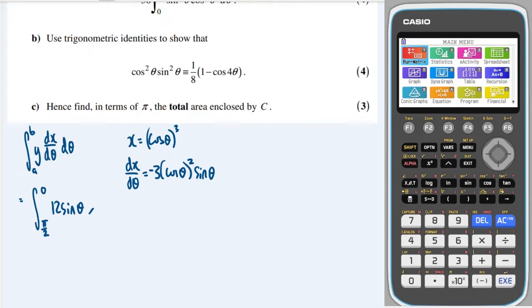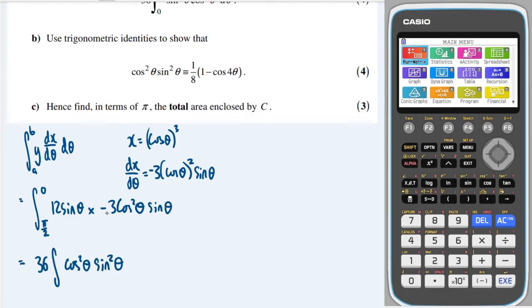Okay, so that needs to go in here, which gives me minus 3 cos squared theta sine theta. And we've got a 3 and a 12, so that makes 36. That can go outside. We've got a cos squared, and we've got a sine times sine, which is a sine squared.